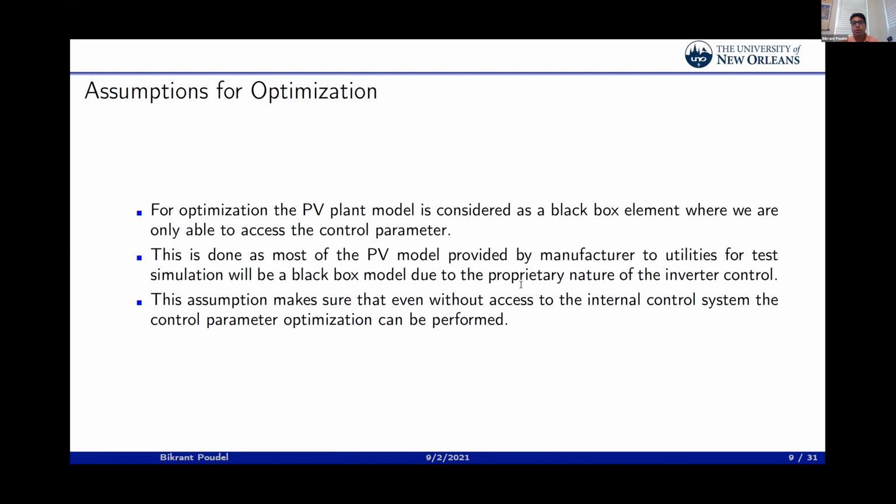What you might be able to do is access the mask of that system and access the control parameters. So that's the initial assumption that we took. And even without access to the internal control system, this kind of optimization will work. We'll simply consider that PV plant as a black box model. That's why the algorithm we have chosen is a heuristic kind of algorithm.